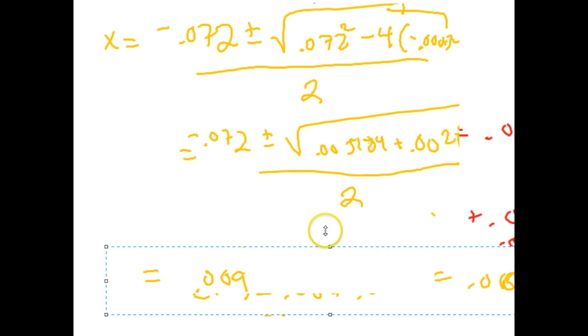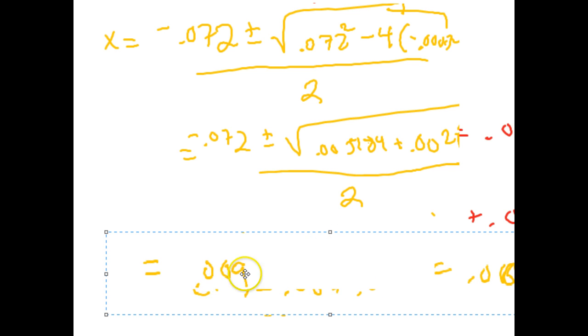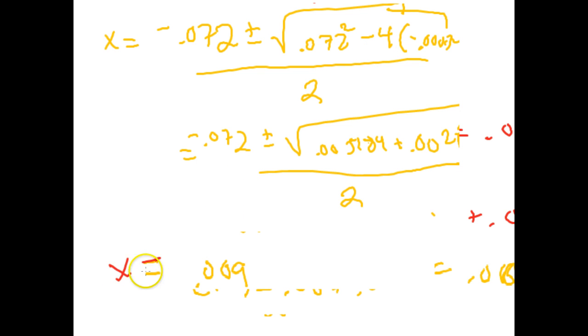Everything ends up being about 0.009. When I say everything, what I mean by that is x. So x ends up being 0.009. It's really 0.00897 something, but I don't care about the significant figures because this is a multiple choice problem.